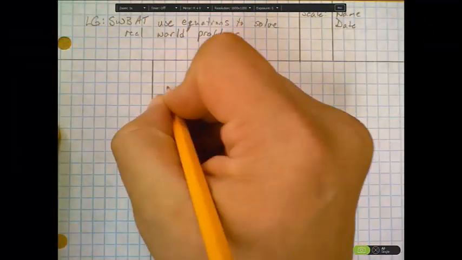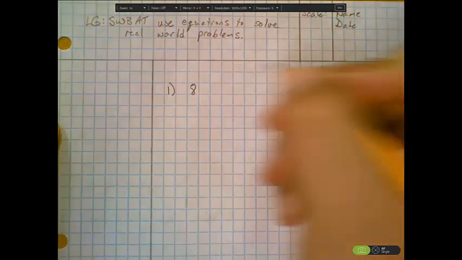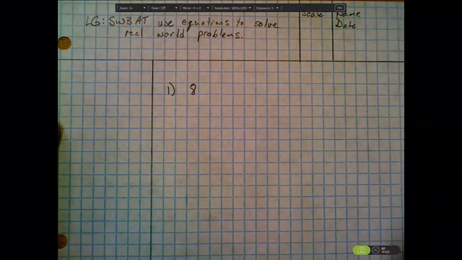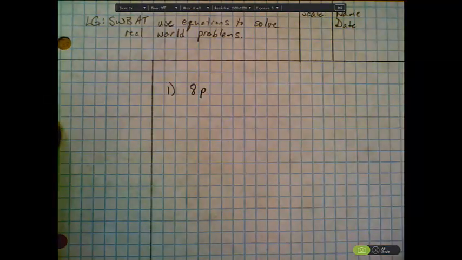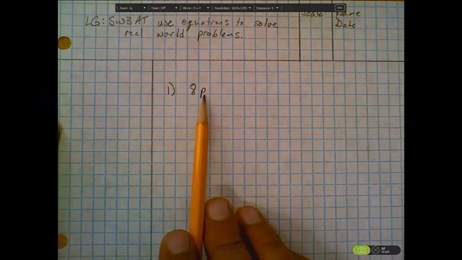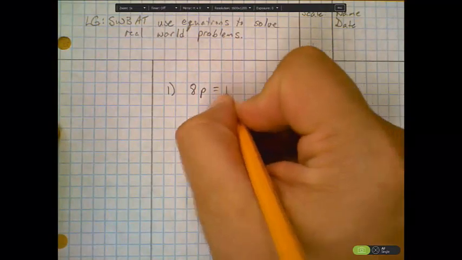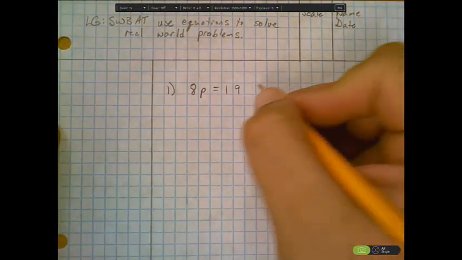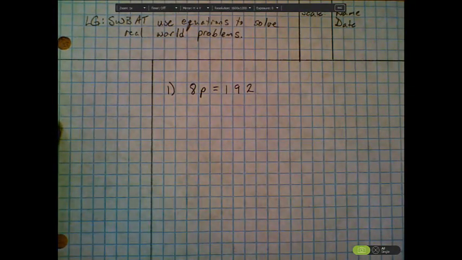So we know that we have 8 pictures. We know that each picture was the same price. So we're going to use P as our variable. We don't know the price of each picture. We just know that they're all the same. So we're going to multiply 8 times the price of each picture. We do know that that total value is going to be 192. Now we have an equation.